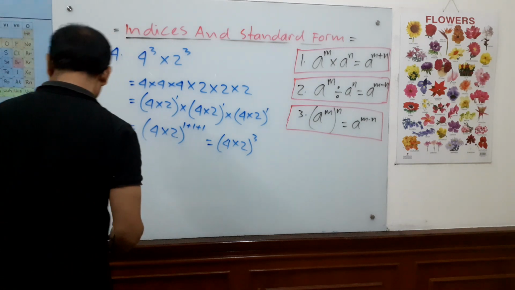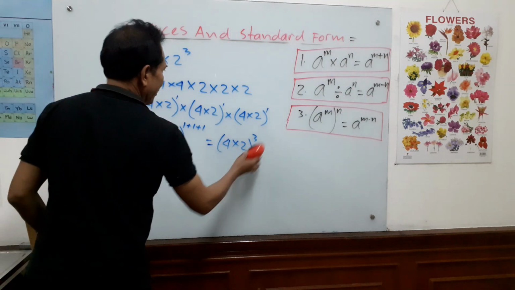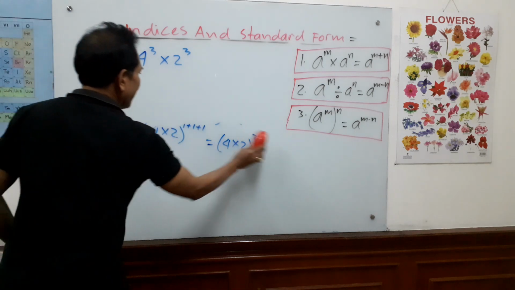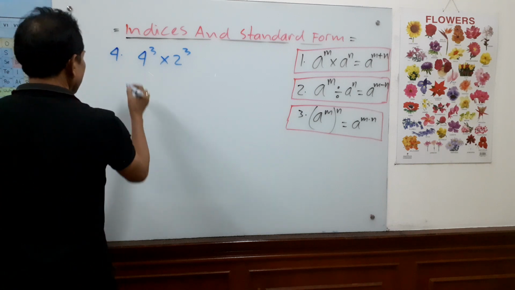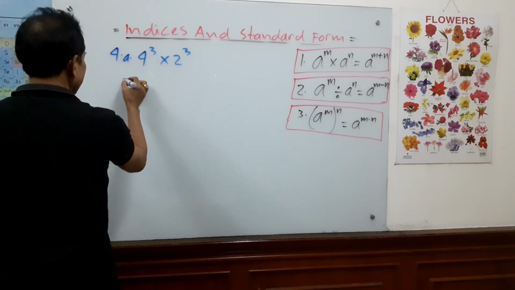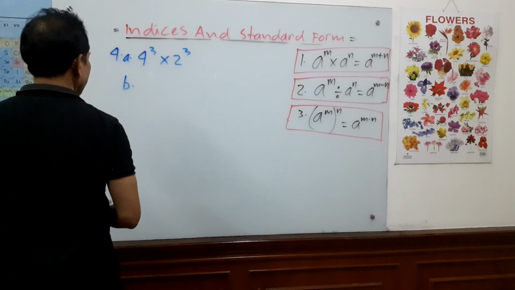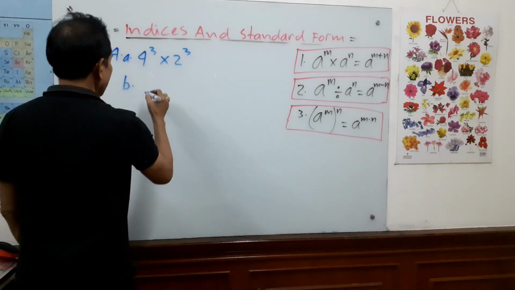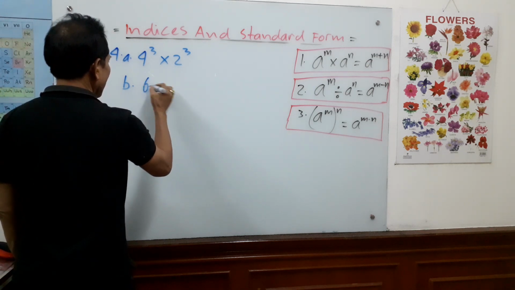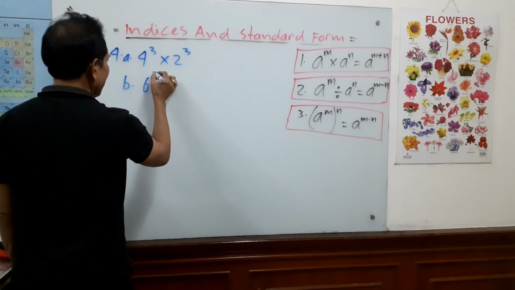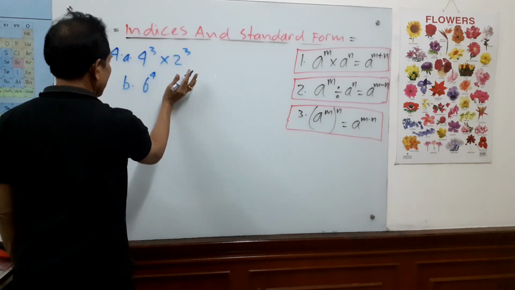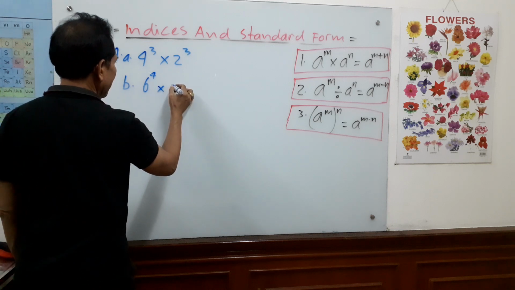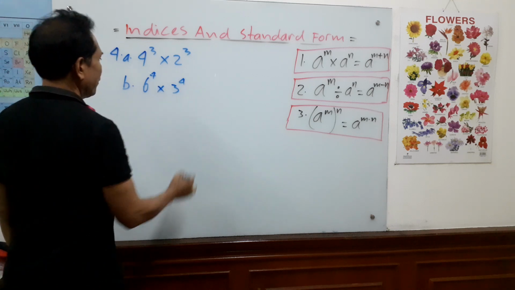I bring one more example. I hope you understand this. One more example. So this is A, now this is B. We have, for example, 6 power 4 times 3 power 4.